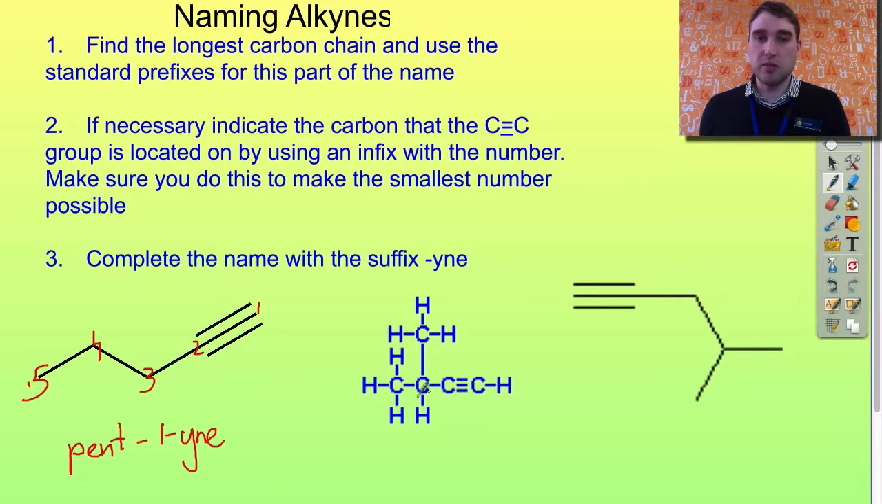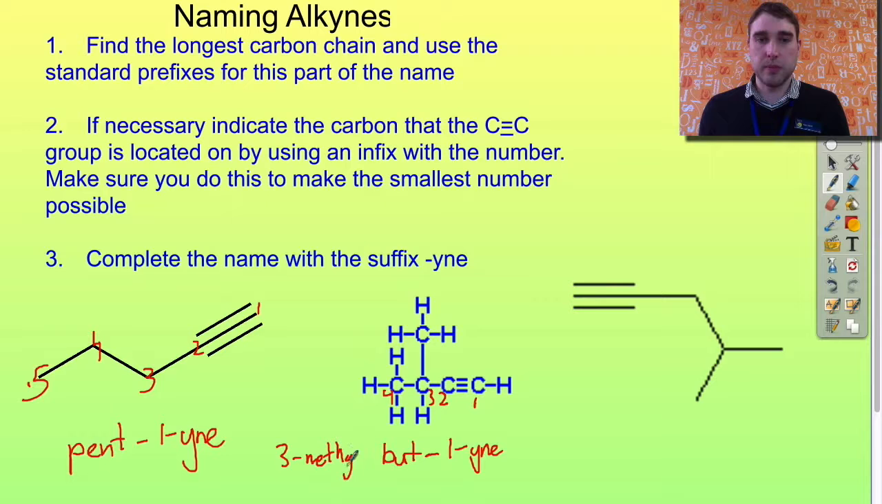If we have a look over here, we've got a branch, just to make things a little bit more complicated. So carbon 1, 2, 3, 4. I could number 4 up here, it doesn't change it. So we've got 4, so methyl ethyl propyl butyl, so it's going to be bute. On carbon 1, we've got the alkyne group. And then 1, 2, 3, on carbon 3 we've got a methyl.